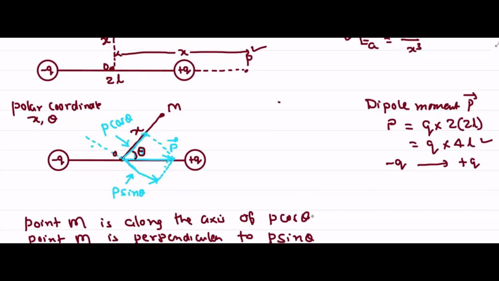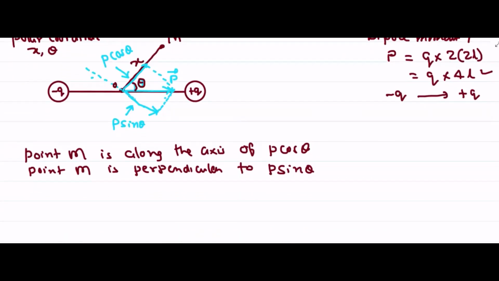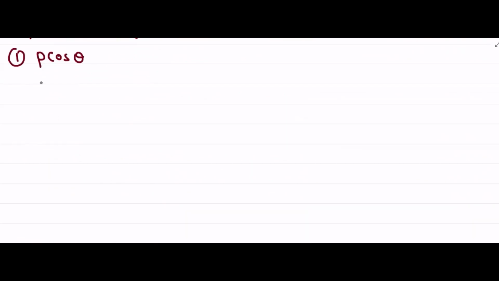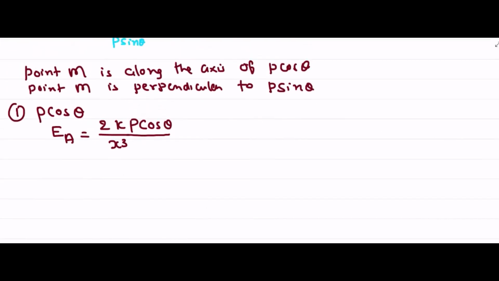So I can use this to find out the electric field at A. Let's begin with p cos theta. Point M is along the axis, so I'll use the equation for along the axis, which is 2kp by x cube. So the electric field due to axis will be equal to 2kp by x cube. K will remain the same. Now this is for p cos theta, so instead of p, I will have to write p cos theta, because point M is along the axis for p cos theta, not p. I'll maintain x cube because x is the distance between the points. So this is for p cos theta.